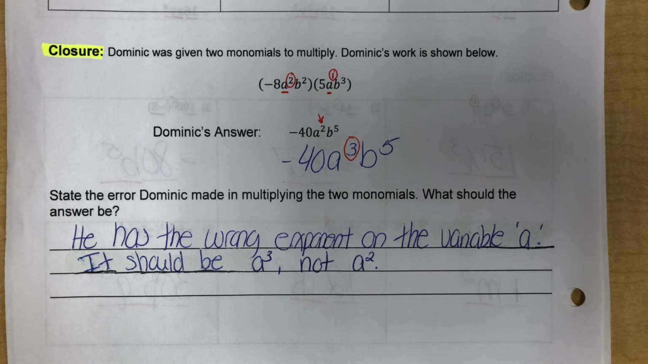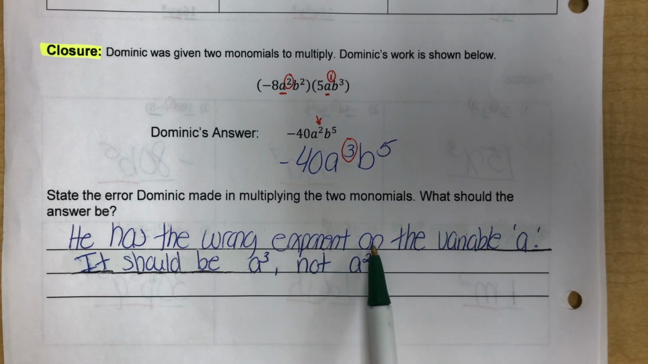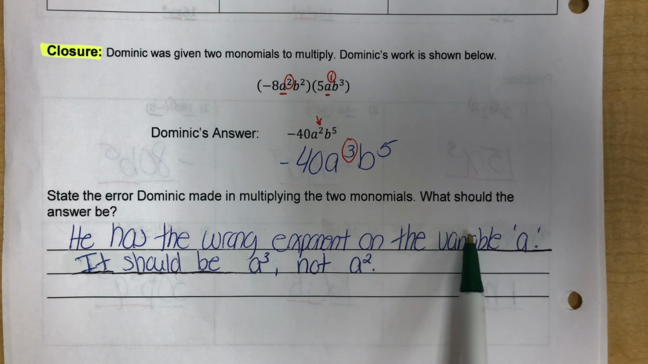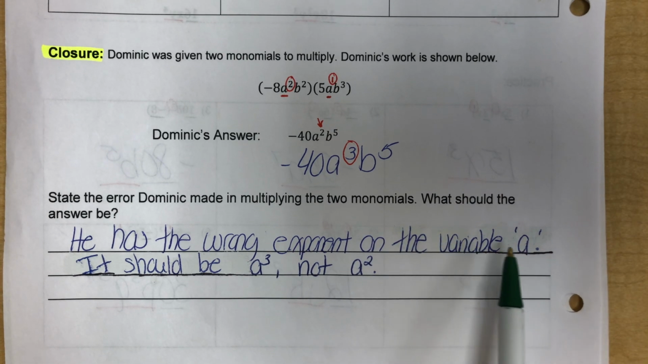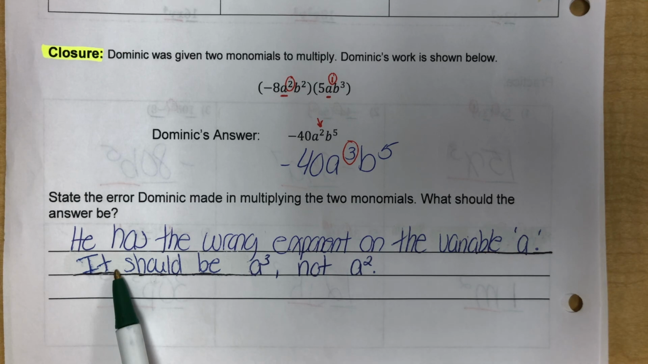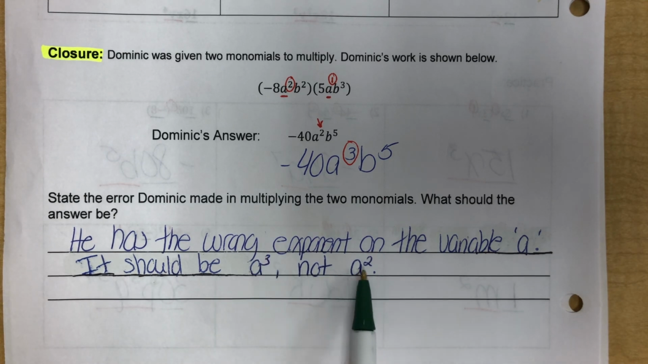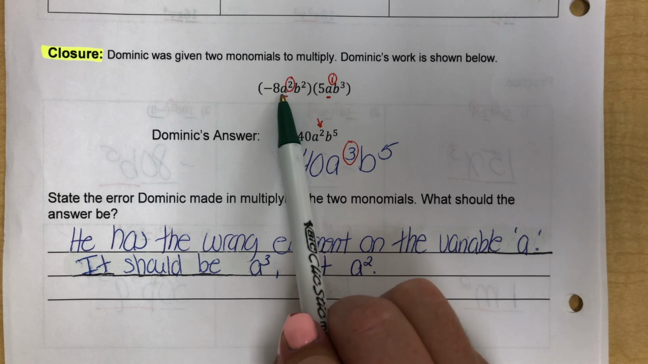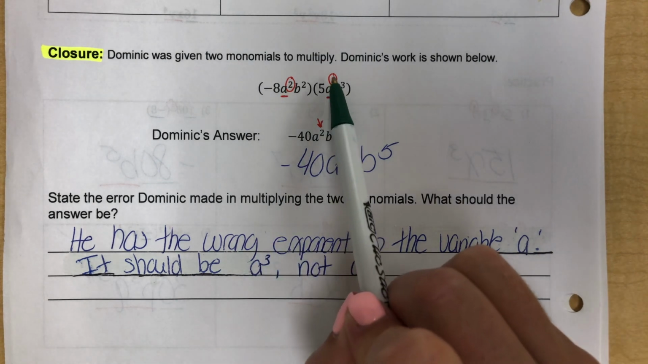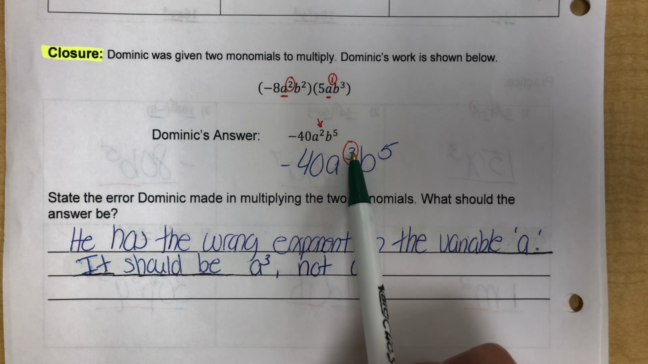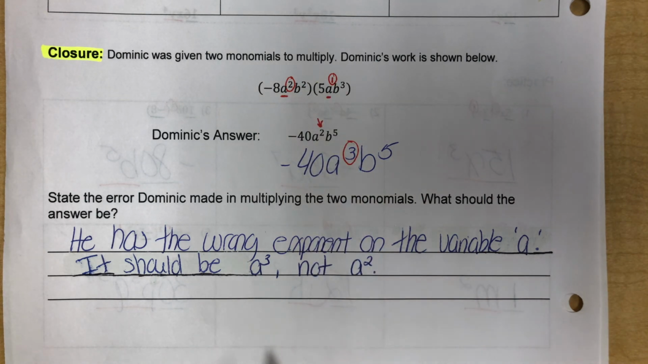So always remember when you're explaining or answering these questions, you always need to use vocabulary when you're doing that. So I'm being very specific. It's not just the wrong little number, it's the wrong exponent. And it's not on letter A, it's on the variable a. And then what should the correct answer have been? Well, it should have been a to the third and not a to the second. Because again, a to the second times a to the first should have been a to the third, right? 2 plus 1 is 3. He forgot to add, so he got the incorrect answer.